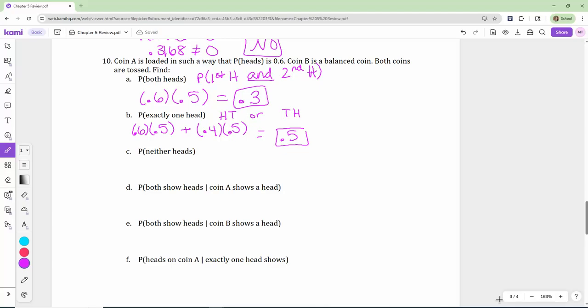So we should get 0.5. Probability of neither were heads. If neither one is a heads, what does that tell us? Okay, so there are a couple ways you could do it. We could do 1 minus both of these, or the only way neither one would be a heads would be if we flipped 2 tails, right? So we could do 1 minus both of those, or just find the probability of tails and then tails. Probability of the first one's tails is 0.4, second one's 0.5.